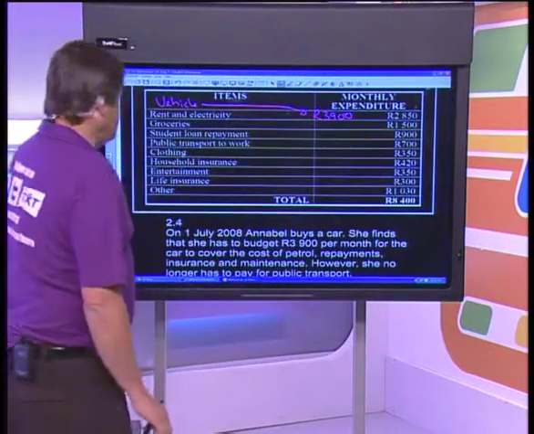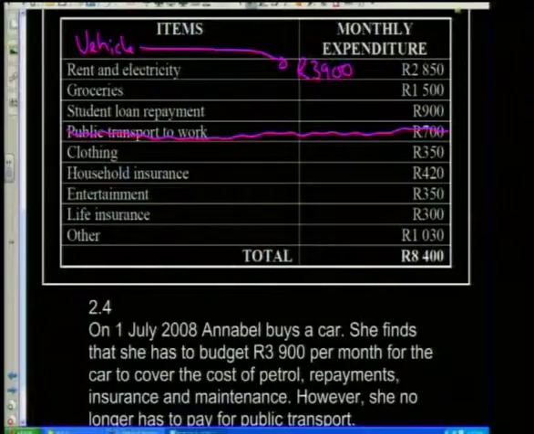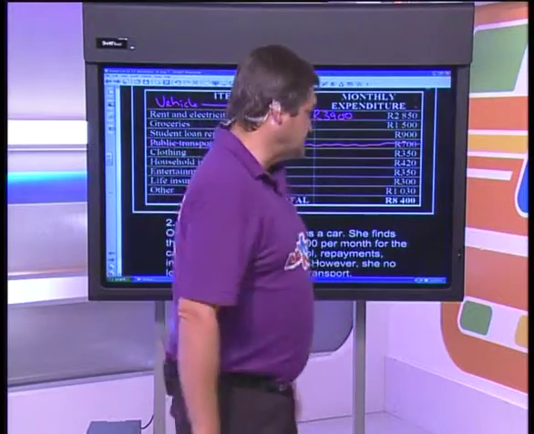Because she now has a car, she doesn't need to use her public transport. That's gone. She's saving 700 Rand every month, but she's actually paying out 3,900. So what now is her monthly expenses?